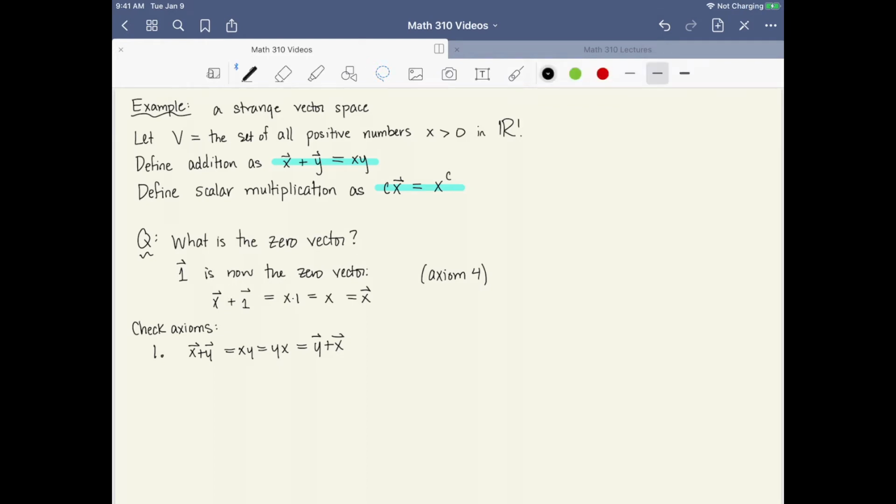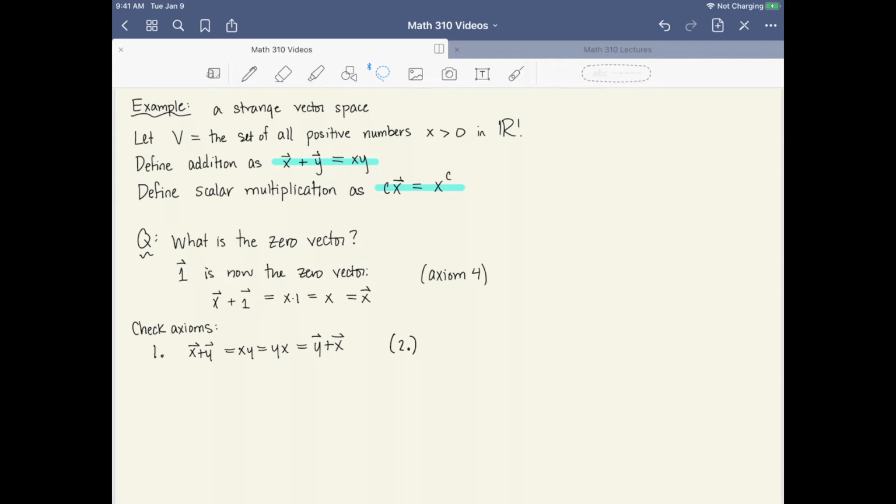This is also a check for axiom number 2, by the way. Axiom number 2 is the statement that addition should be commutative. So x times y is equal to y times x. And that means that x plus y as a vector is equal to y plus x, making addition of vectors commutative.